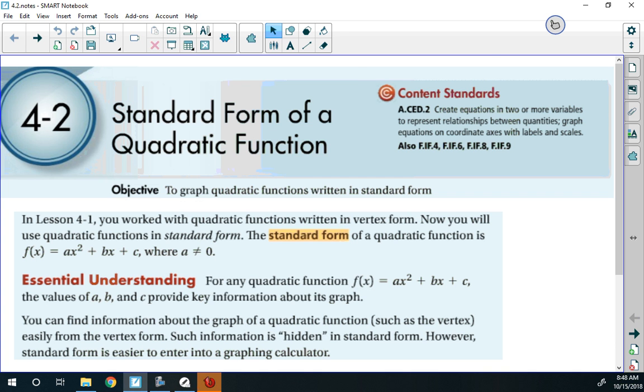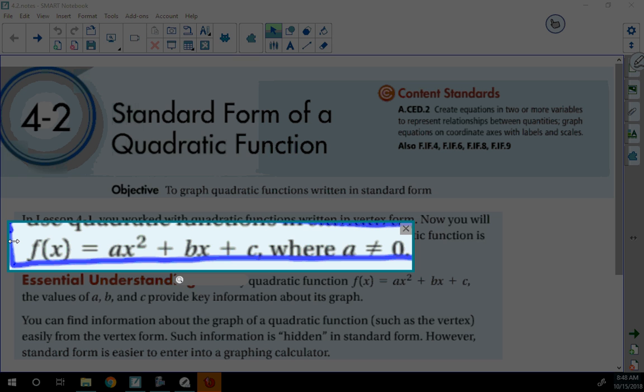I'm going to go ahead and use my magic marker here, bring some attention to it. I had been using y equals, they're using f of x equals, and that's okay. Is that big enough for everybody to see, I hope? f of x equals, if you want to use a y in place of f of x, that's cool. But f of x equals, or y equals, ax squared plus bx plus c. That's called standard form of a quadratic function, or standard form of a parabola.